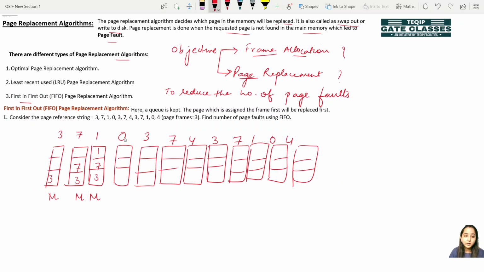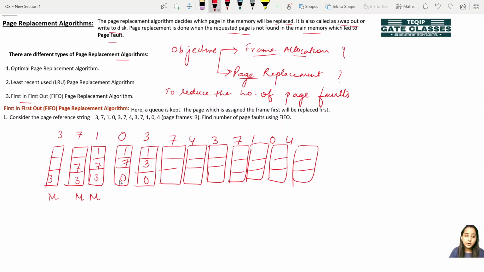Now I have to add this 0 by replacing one of the pages. What should be my criterion? Whatever page arrived first should go out first. Which page arrived first? 3. So 3 will go out, and I have replaced it. Then 3 came again. Now 3 is not present, so I have to add 3 also. Then what was added next? 7. So I will replace 7 by 3.